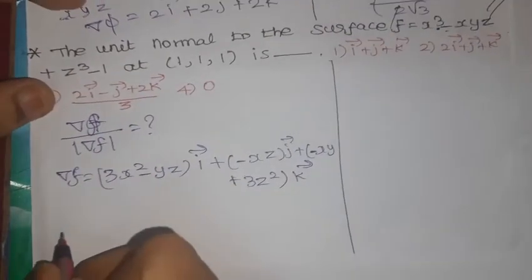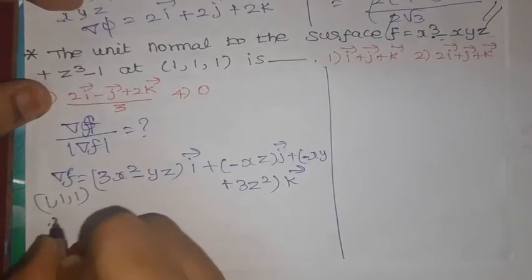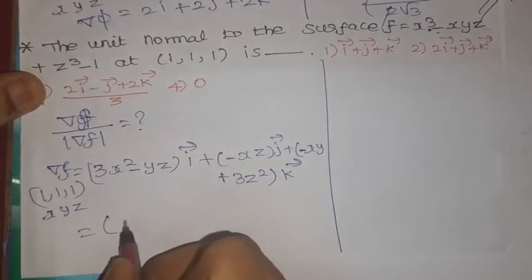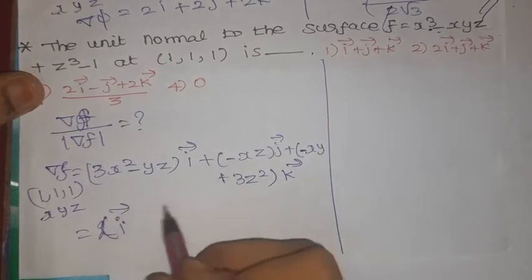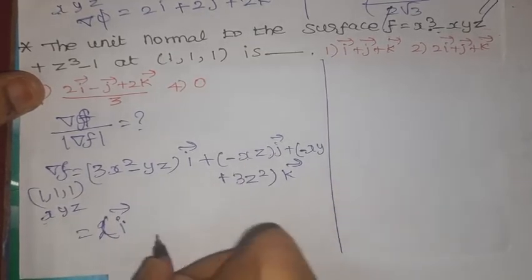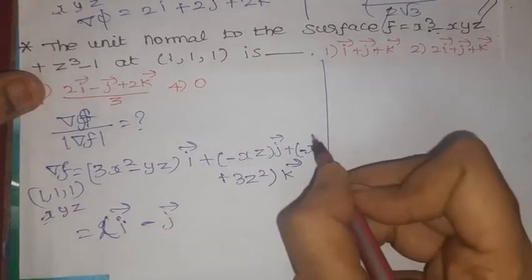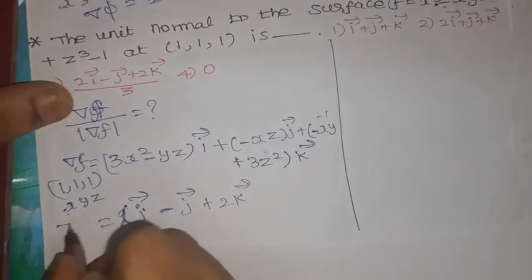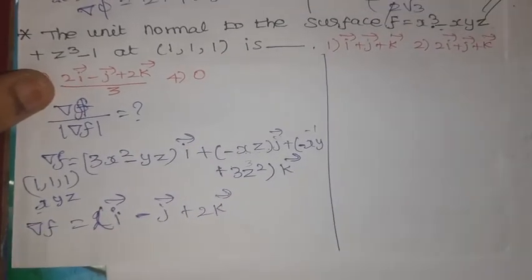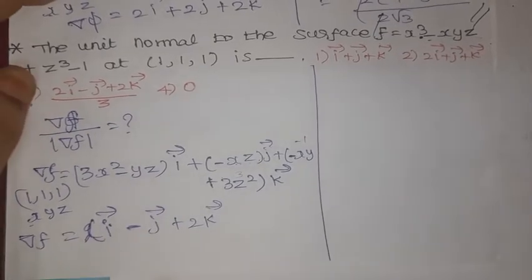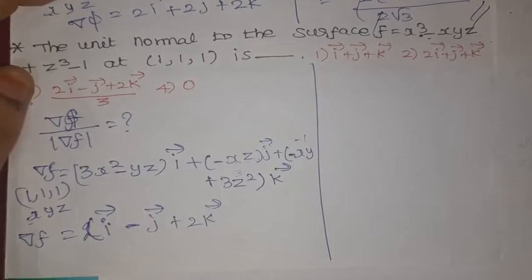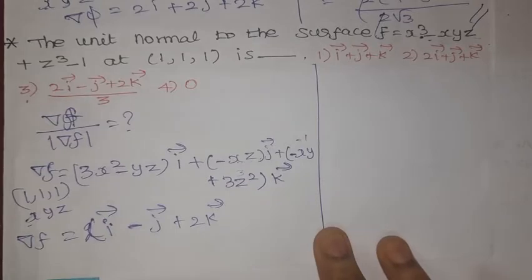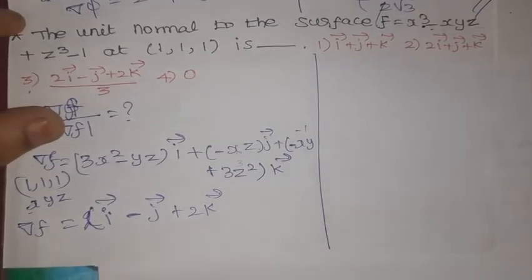Now substitute this point 1 comma 1 comma 1, substitute x, y, z as 1, 1, 1. So 3 minus 1, 2i, then minus j, here minus 1 plus 3, minus 1 plus 2k. So del f. I am doing only mental calculation, you should be very fast while doing exams. Okay, 2i minus j plus 2k, but be careful with all the positive and negative signs, and while doing simplification we should be very careful with the numerics as well as the sign. Okay, so this is del f value.